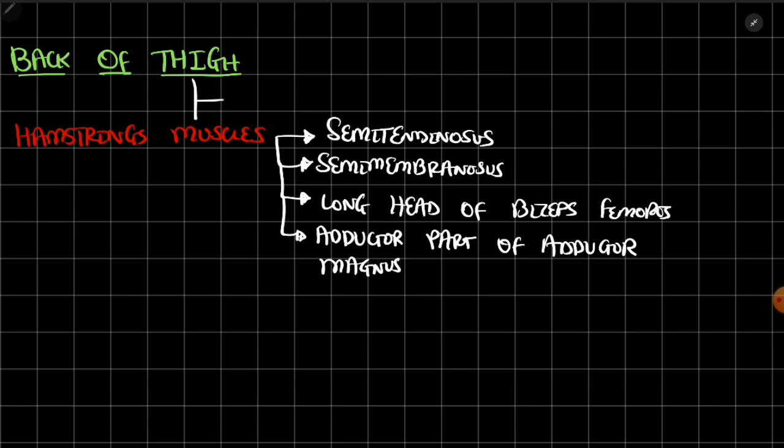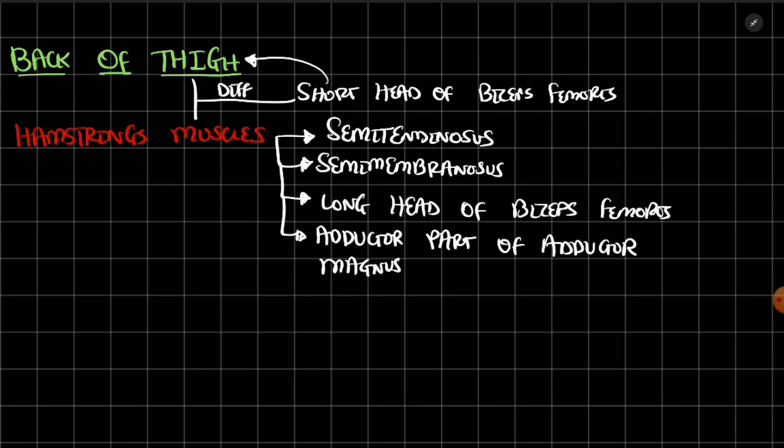The difference is that the muscles are the same in the back of thigh, but an extra muscle comes under the back of thigh. It is the short head of biceps femoris. Okay, so it comes under the back of thigh. It doesn't come under the hamstring muscles. Hamstring muscles are basically a specialized group of muscles which have more characteristics in common. The short head of biceps femoris doesn't match the characteristics.